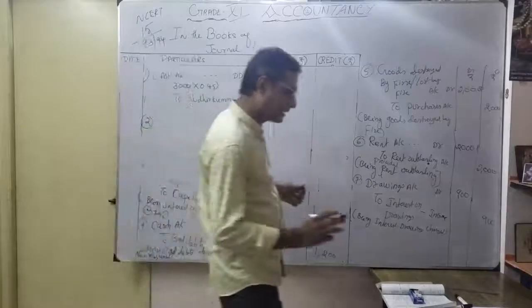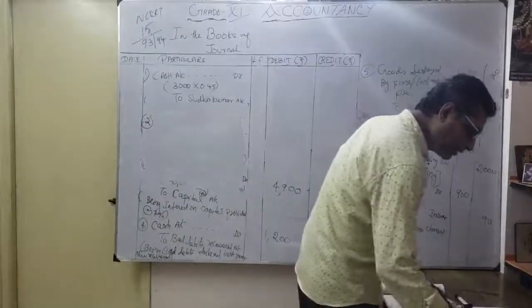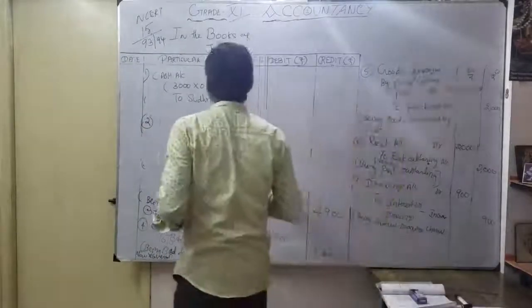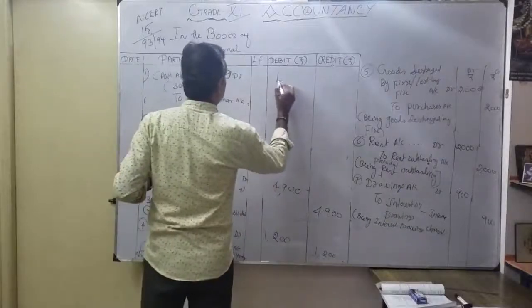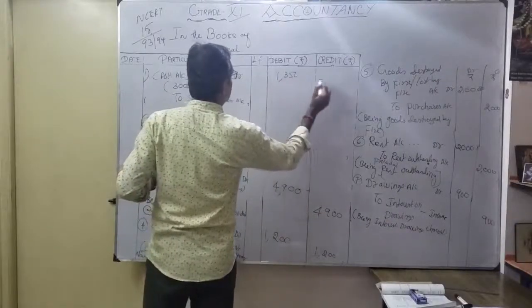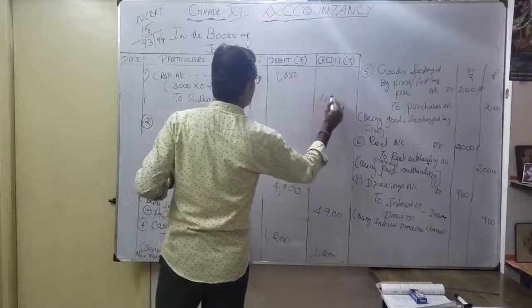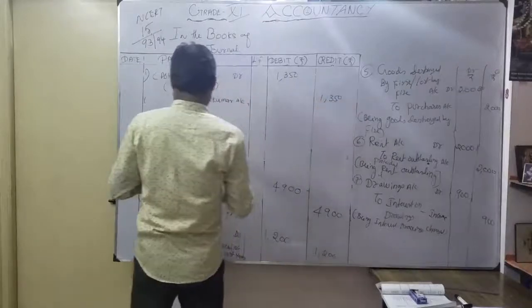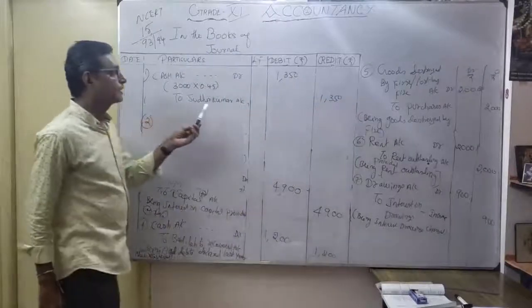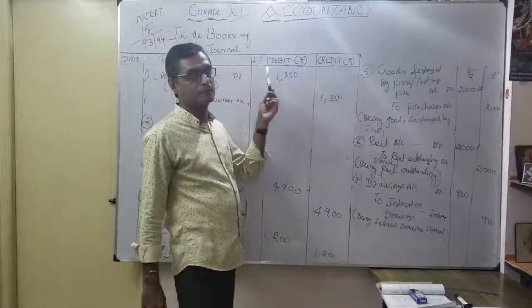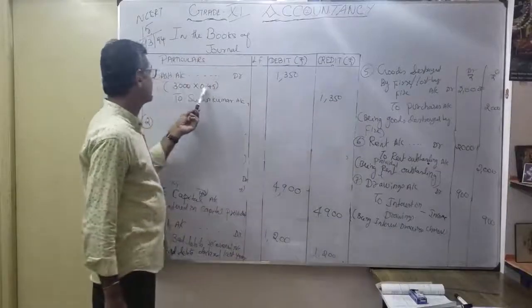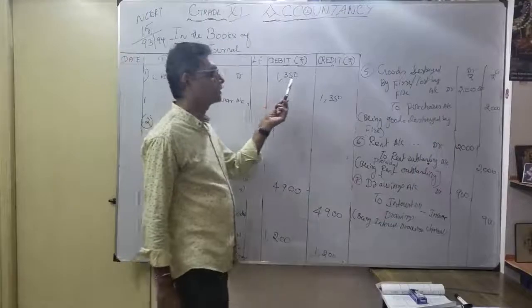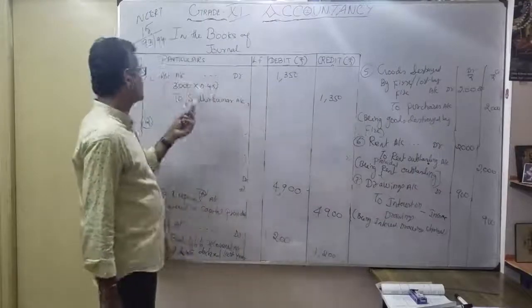So what is the answer here? Once you do the multiplication, how much do you get? 1,350. Okay. Instead of 3,000, we can recover only 1,350. So for the multiplication, 3,000 into 0.45, you get 1,350. So multiplication of 45. Correct.